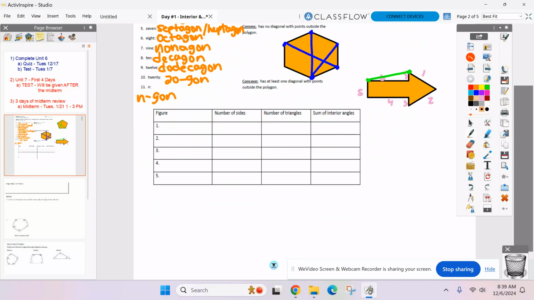And of course, like usual, I'm not going to give that to you. You're going to investigate it in your group by filling out this chart. We're going to look at 5 figures right now. Figure number 1, the triangle, which we know has 3 sides.